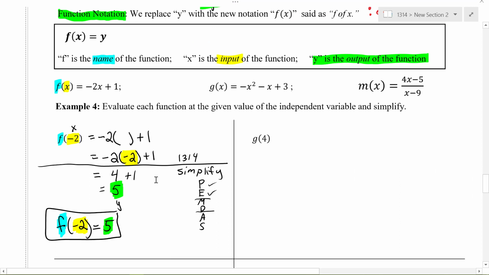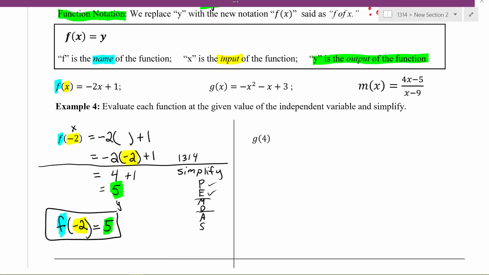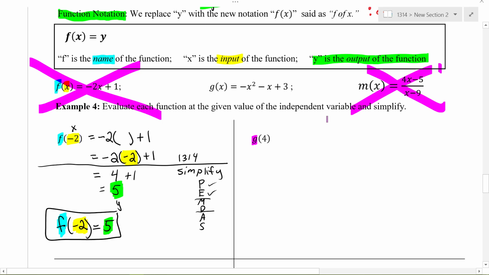Okay, let's look at our next example. We have g of 4. This is really significant. The name of the function is g. That means that I am not looking at function f. I am not going to plug a 4 into function f. If you plug a 4 into function f, that tells me that you don't know what function notation is saying. I am not going to use equation m. So it's really important that you know what this information means. This means that I'm using equation g only. Not equation m, no other equation I see, I'm only going to use equation g.